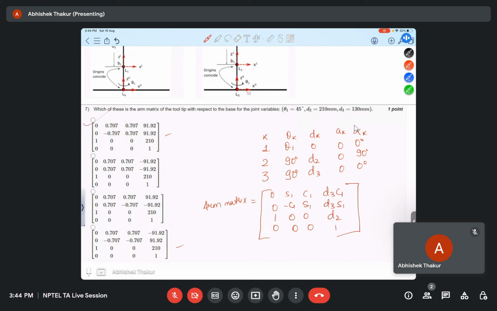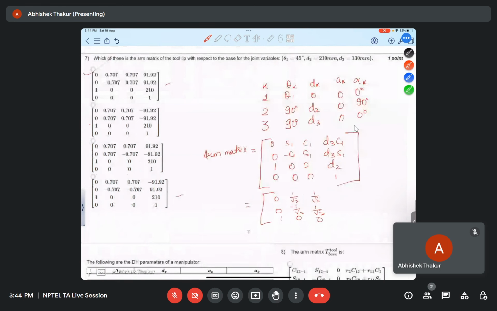When you substitute all the values, you will get 0, sine 45 degrees, 1 by root 2. This will be 1 by root 2, minus 1 by root 2, 0, 1, 0, 0. And the fourth one will be 0, 0, 0, 1. And here D3 C1 is equal to 130 by root 2. Again D3 S1 is 130 by root 2. And this is D2. D2 is 210. So the correct option seems to be option A.